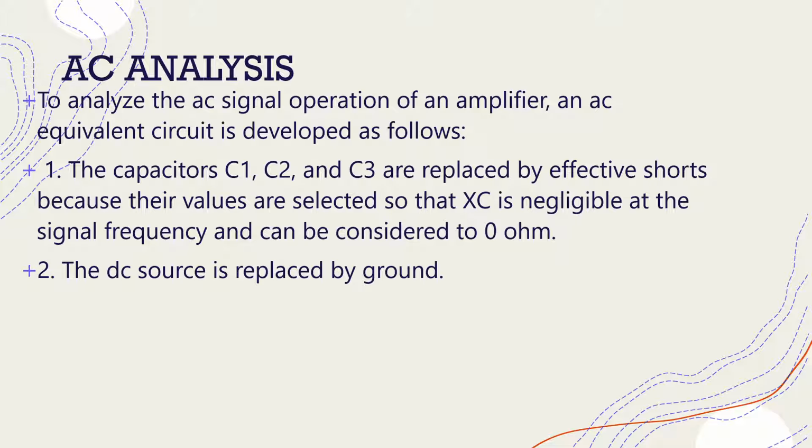In an AC analysis, the AC ground and the actual ground are treated as the same point electrically. It is a common emitter amplifier because the bypass capacitor C2 keeps the emitter at an AC ground. Ground is the common point in the circuit.